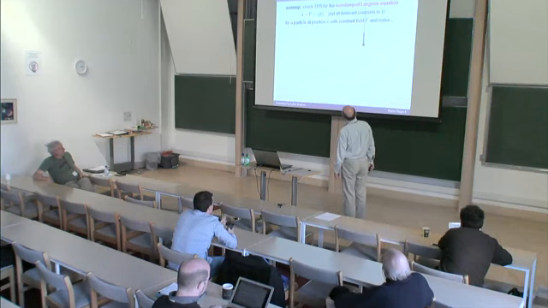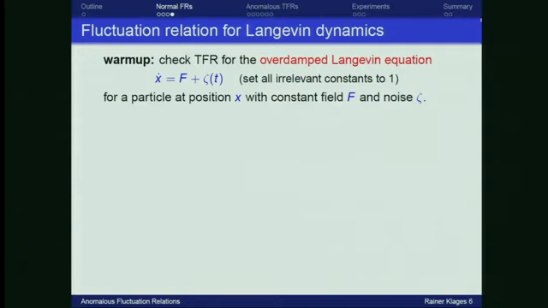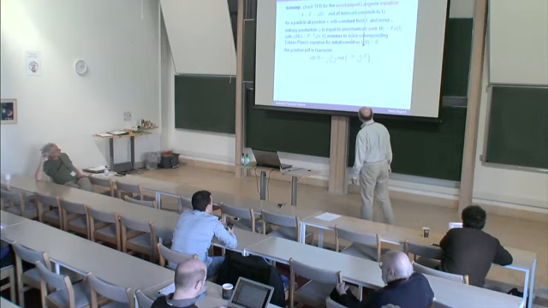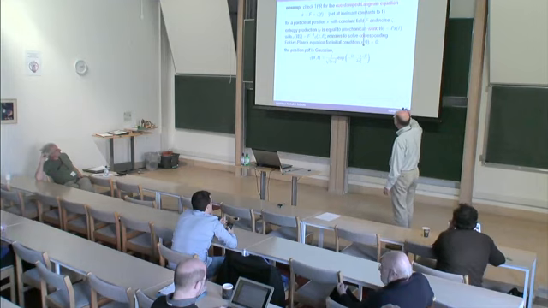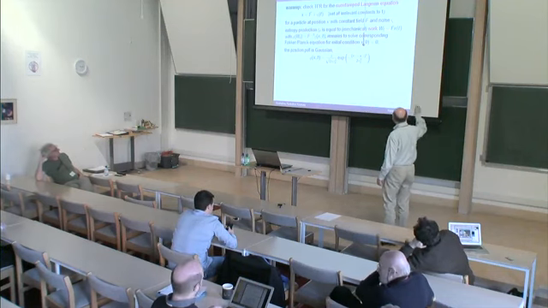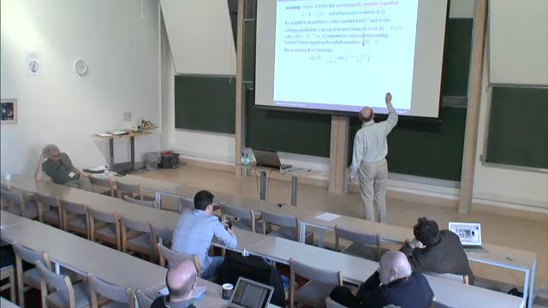Okay, a warm-up: fluctuation relation for Langevin dynamics, a very easy exercise. Now we consider the overdamped Langevin equation like here, so we assume that acceleration is negligible. We just focus on the overdamped one, for a particle at position x under a constant field with noise. I set all irrelevant constants to 1 and just keep the strength of the field as a parameter. In fact, for this Langevin dynamics, the entropy production is equal to the mechanical work because we have no fancy potentials. So you just need to multiply the position by the field.